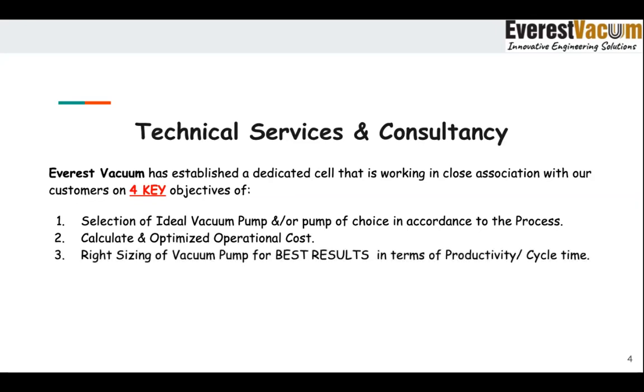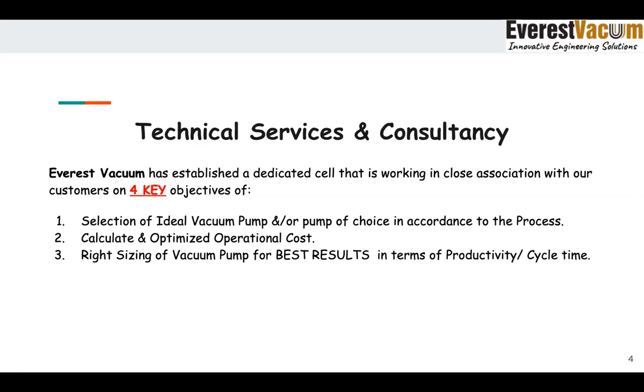Second is calculate and optimize operational cost. We will be able to tell our customers what is the cost of operations that they can expect from various different technologies based on some benchmark figures that we collect when we talk to industry experts.